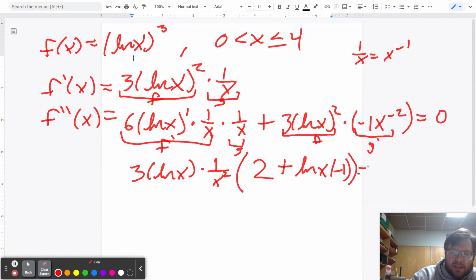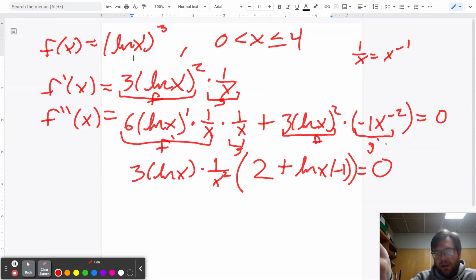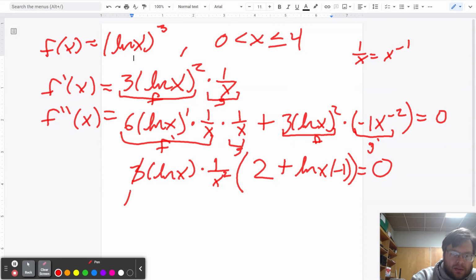So I could have written it as 2 minus natural log of x, but I was just going in the order I had written it before. Then it's factored now, so we try to figure out what values of x make it equal 0. 3 can't equal 0, we don't need to worry about that. Natural log of x can equal 0. Natural log of x equals 0 if x equals e to the 0, in other words, if x equals 1.